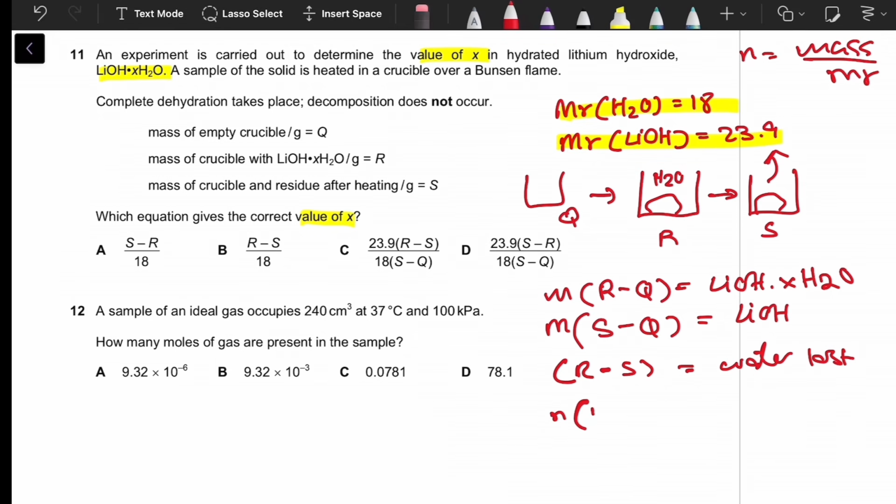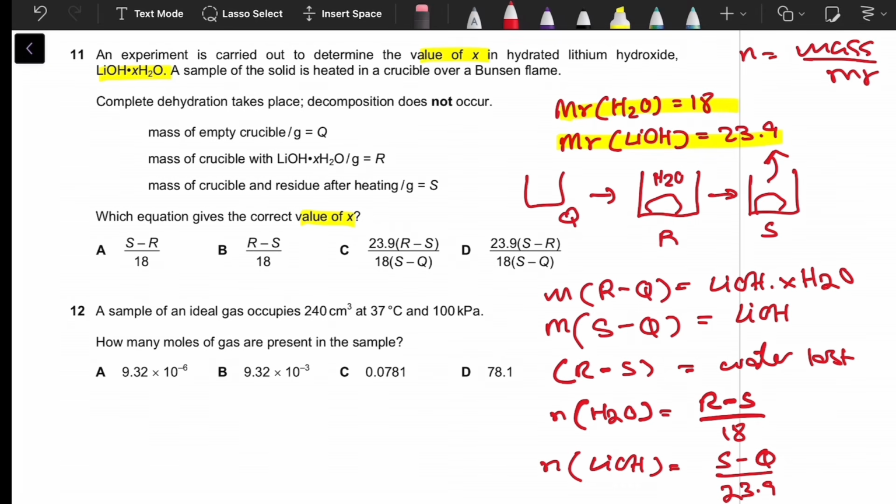The moles of water would be equal to the mass, which is R minus S, divide its MR, which is 18. The moles of LiOH would be equal to its mass, divide its MR. Now that we have the two moles, by definition, X is equal to the moles of H2O divide the moles of LiOH. Because remember, they are in a 1 to X ratio.